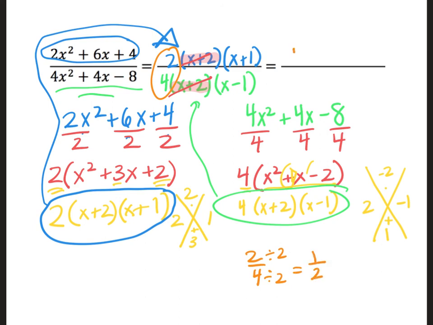So that means on top I would have a 1, on the bottom I would have a 2, and then whatever was left over. So I see an x plus 1, and I see an x minus 1. Now remember, you don't have to write that 1 in front of x plus 1. So if you want, that one can go away. You also then don't need your parentheses since there's not another number up there. So my final answer would be x plus 1 divided by 2 times x minus 1.